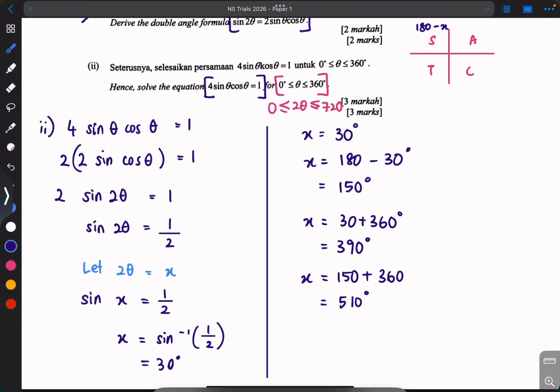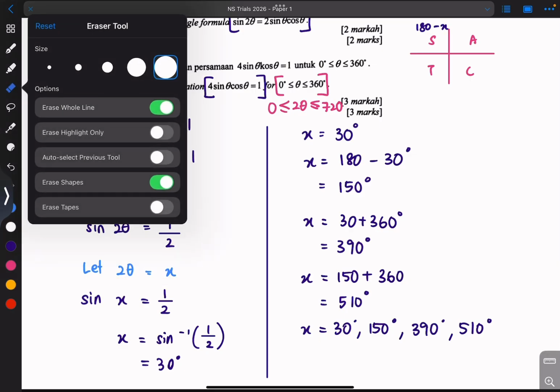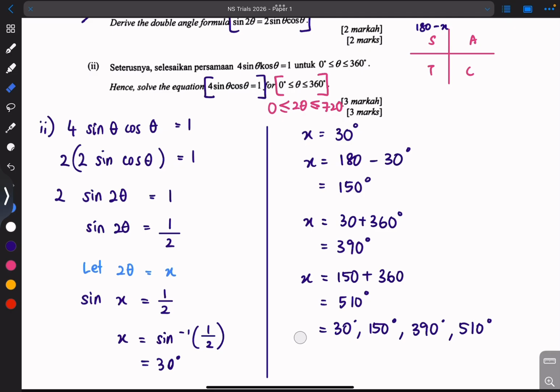Okay, so I can write here x is 30, 150, 390, and 510. Just now we already substituted x as 2 theta, so instead of writing x, we can also write 2 theta. This is not our final answer yet. Our answer is finding theta.